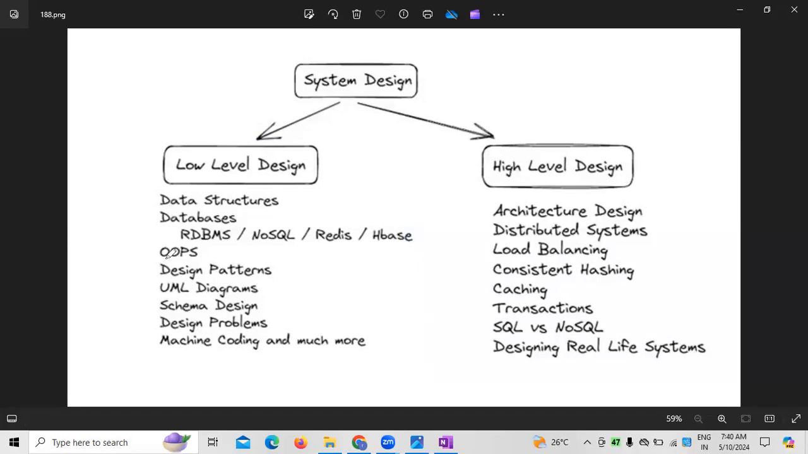Next, in low-level design, design patterns. Design patterns means, for example, we are writing code and some errors come up. To correct the errors, you require some design patterns. There are different design patterns we have, such as the singleton design pattern. Those design patterns come under the low-level design part. Even UML diagrams come under low level. For example, you are preparing documentation.